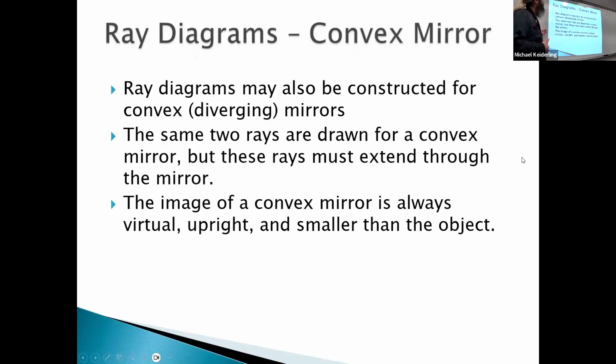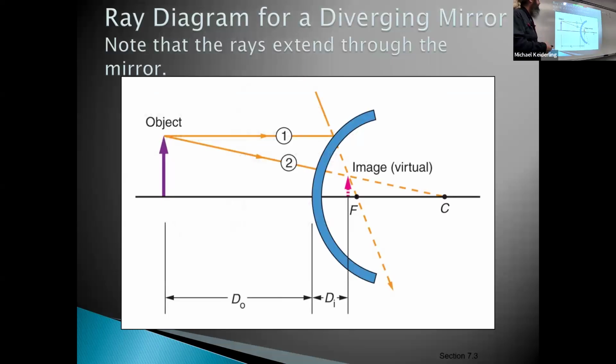For a convex mirror, we can also draw ray diagrams. We use the same two rays: a line through the focal point and a line through the center of curvature, but we have to extend them through the mirror. The image from a convex mirror is always virtual, upright, and smaller than the object. So we draw a line through the center of curvature, and we draw a parallel line that then gets deflected to the focal point. And the image is going to be virtual, smaller, and upright.